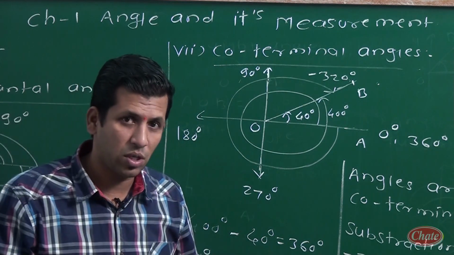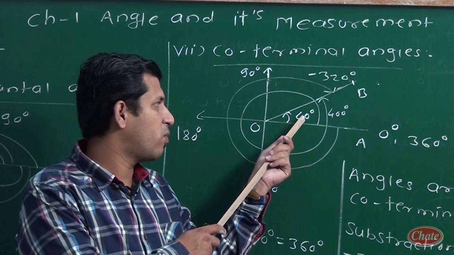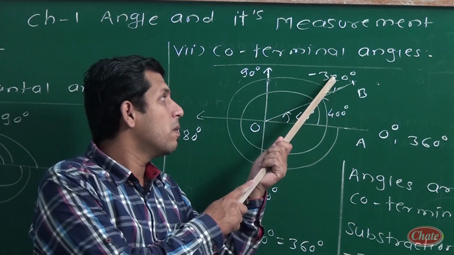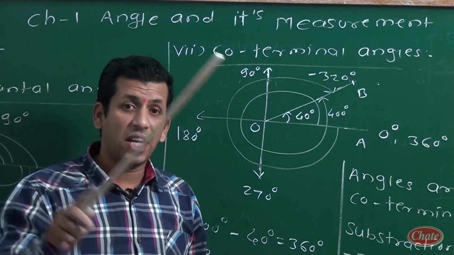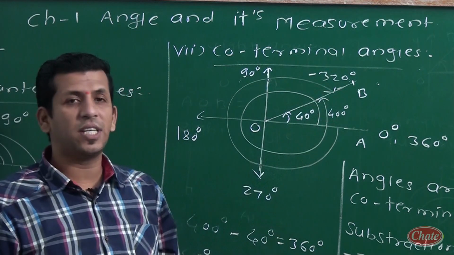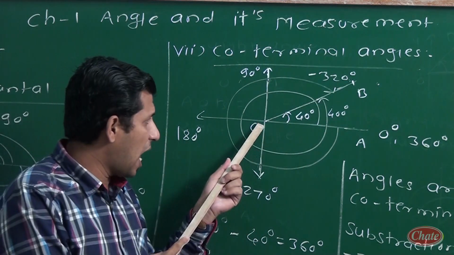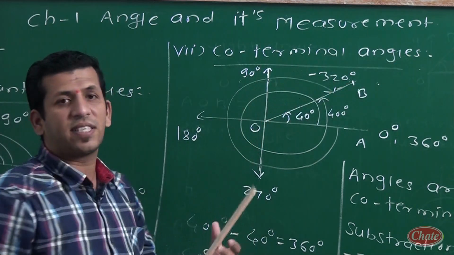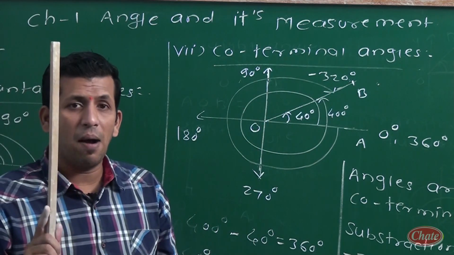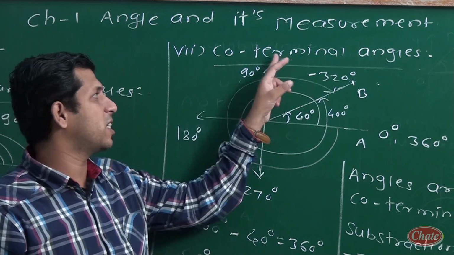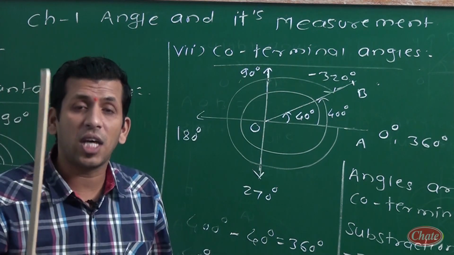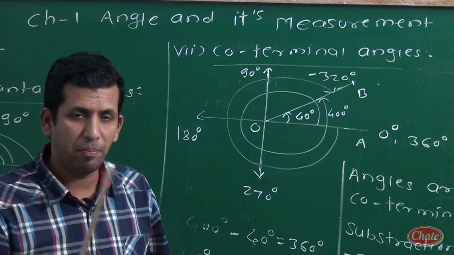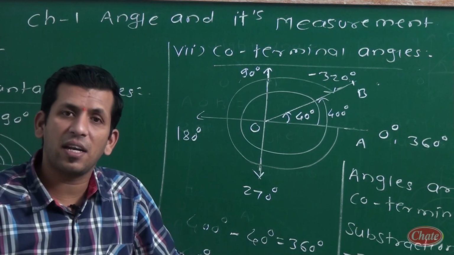Now see, dear student. One student walked 40 degree. I walked 400 degree. Another student walked in the opposite direction, minus 320 degree. Our initial arm was same. Our final arm was same. So it is called co-terminal angles. But the measure of angles are different.